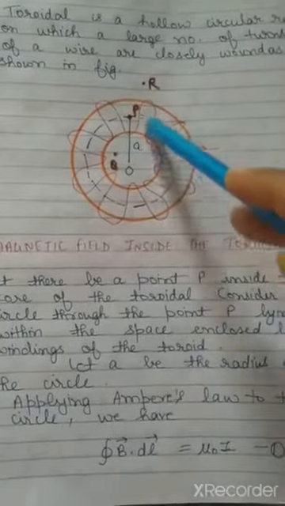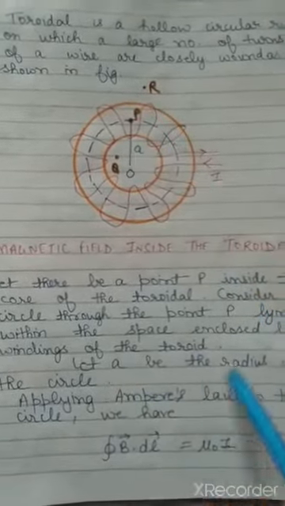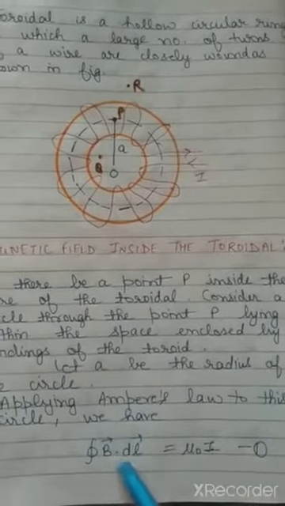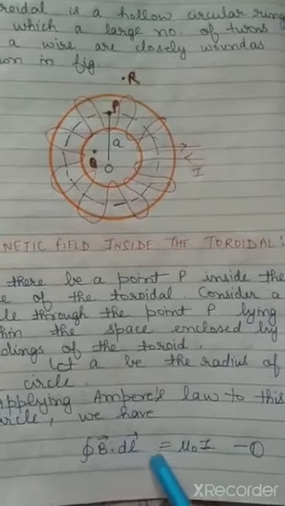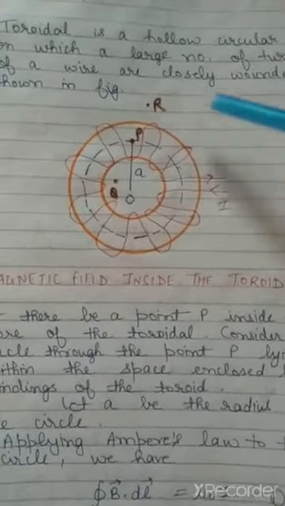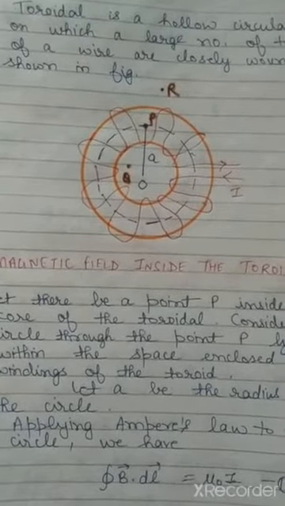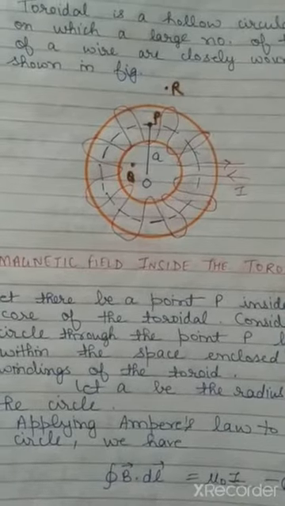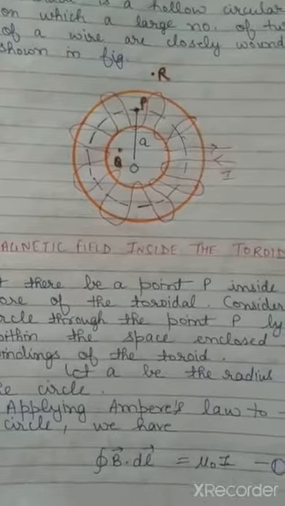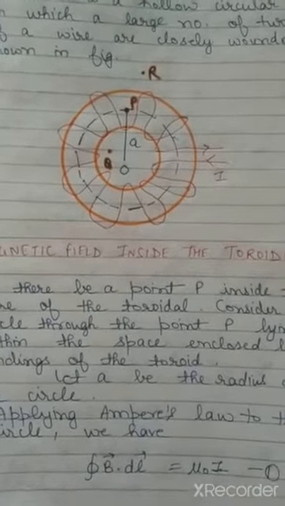Let a be the radius of this circle. Now applying Ampere's law to this circle, we know that the line integral of B dot dl will be equal to mu naught into I. Let current I0 be flowing in this toroid, and let small n be the number of turns per unit length. So in that case, the line integral of B dot dl will be equal to mu naught into I.